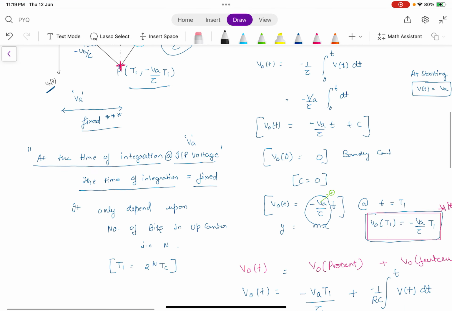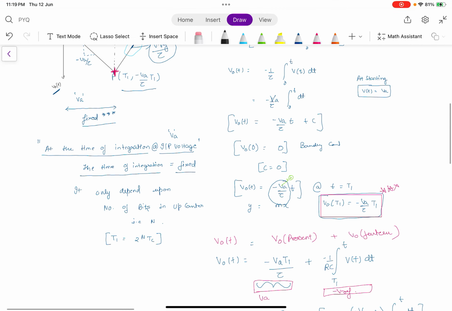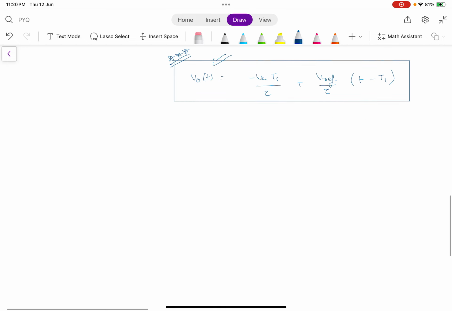So we have written this equation, and the most important part is what we have derived, that boundary condition: V naught of 0 will become 0 at t is equal to 0. This is your one condition which you can put and satisfy.